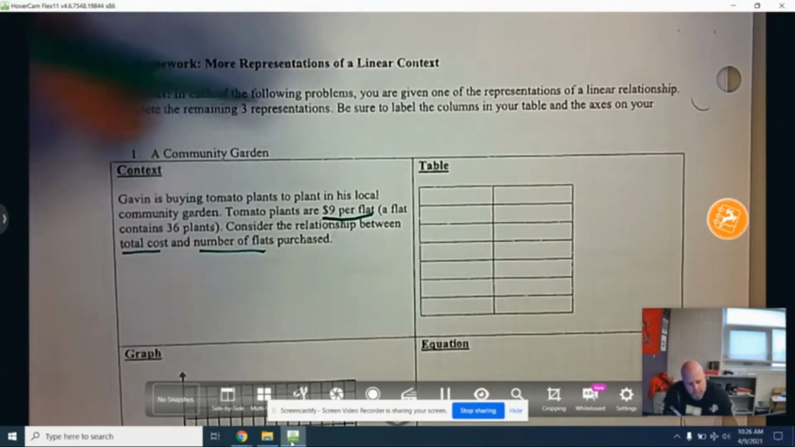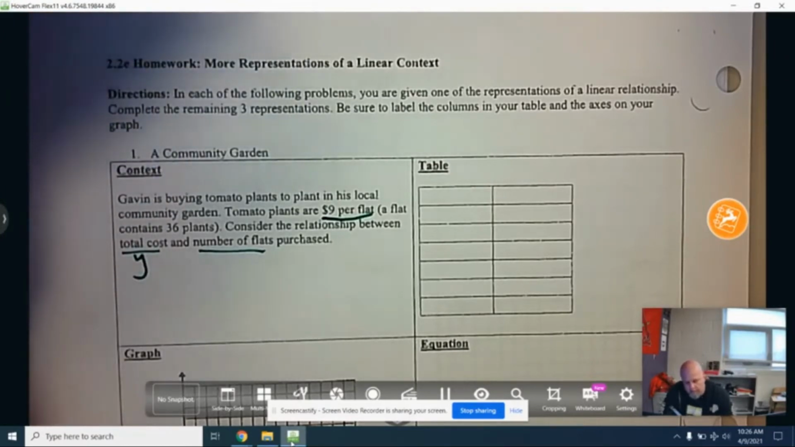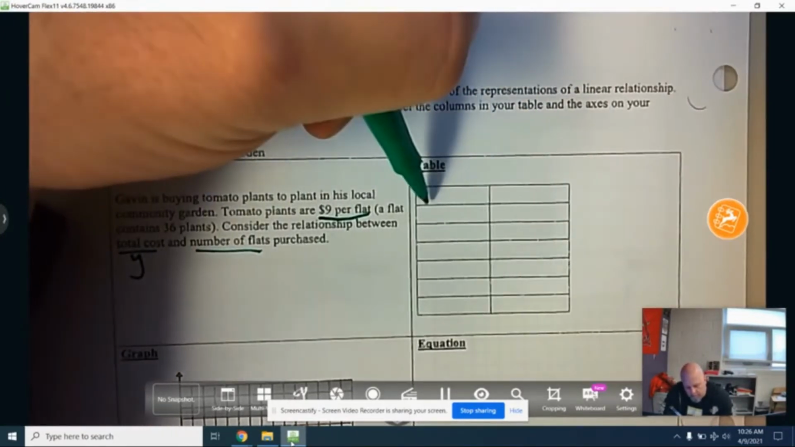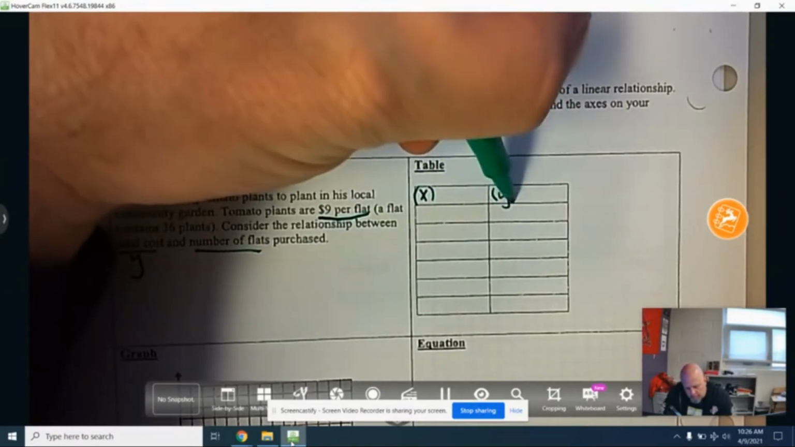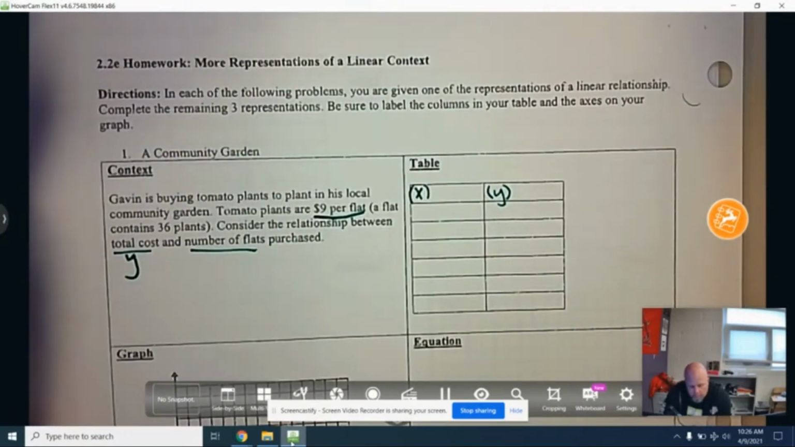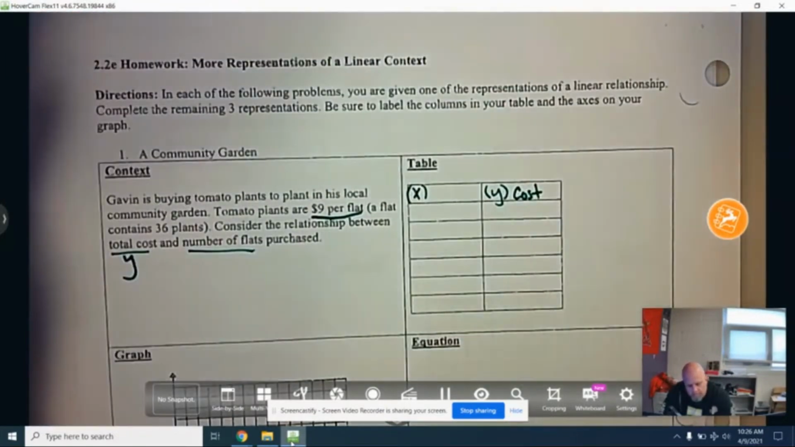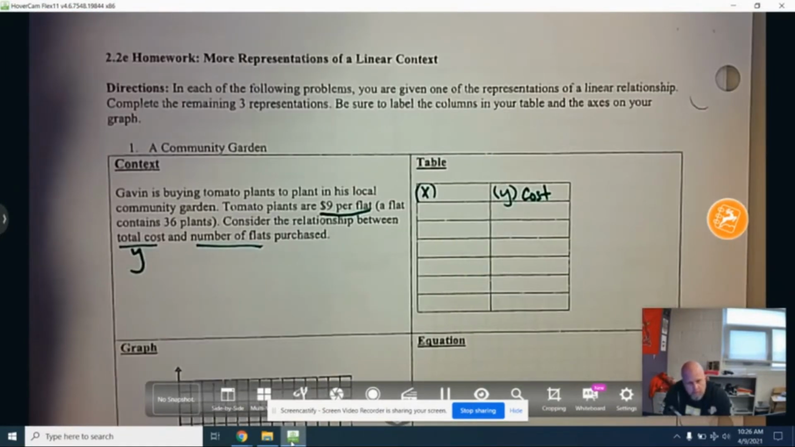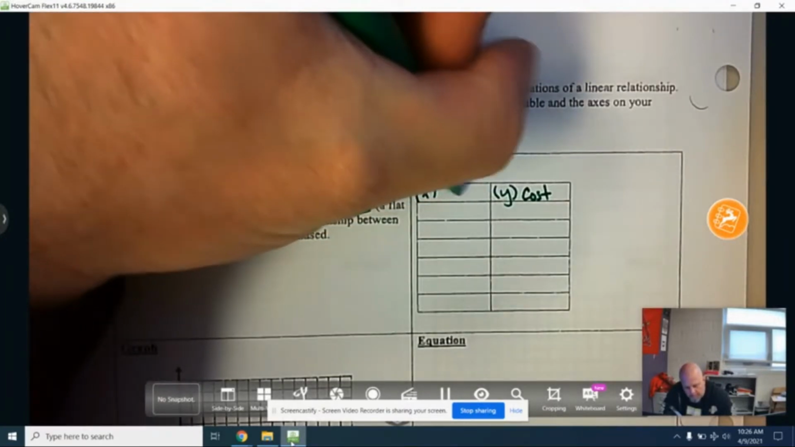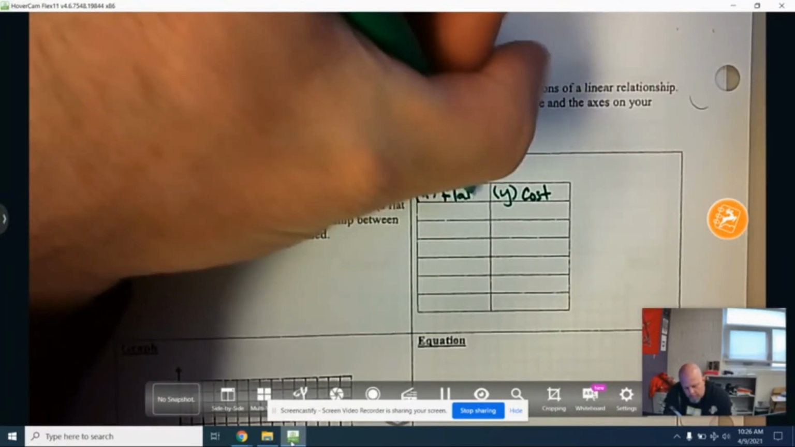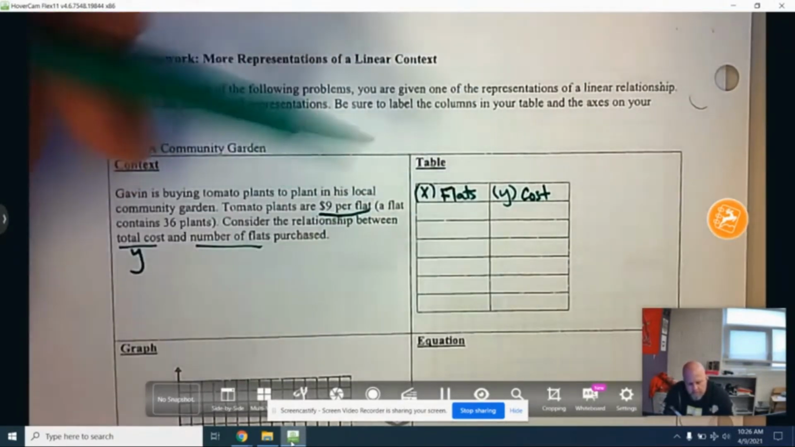Whenever you have total cost, that usually refers to what you're graphing on your y-axis. If we're making tables, the left side is usually our x values, the right side is our y values. So I'm going to label this one total cost. My x side is going to be the number of flats, so I can just write in flats. And then I need to fill in this table here.